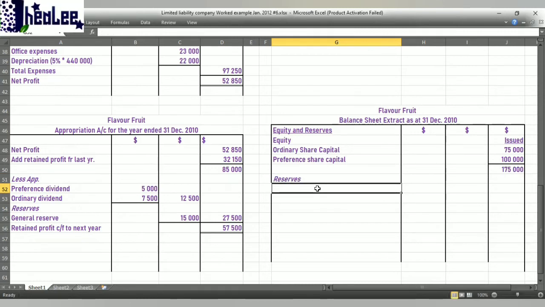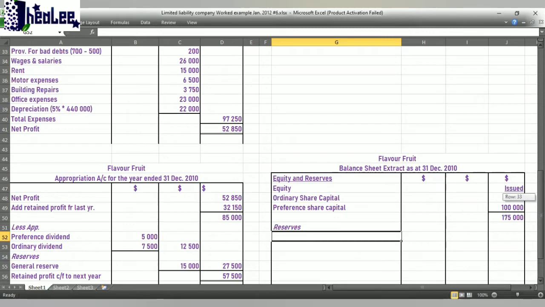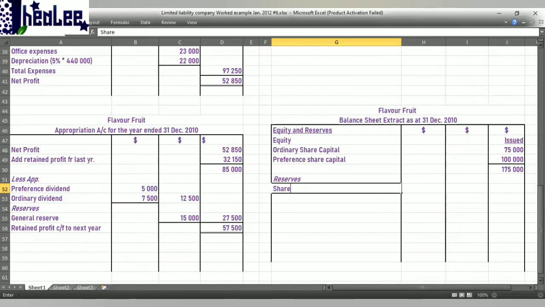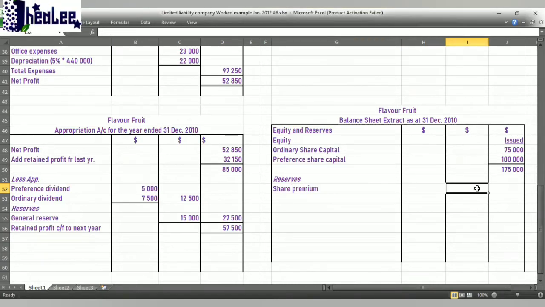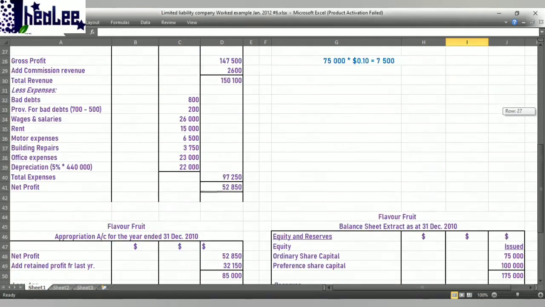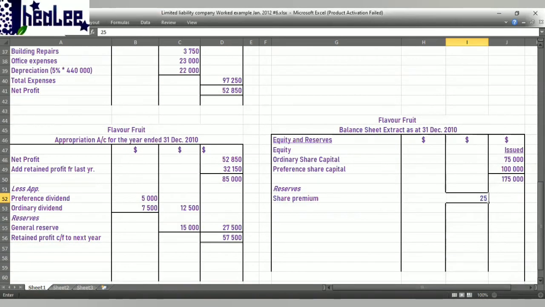And the reserves based on the question, once you have share premium, it is a reserve. So from the question, we have share premium of 25,500. That's the first reserve we're going to enter. Share premium is a reserve, and the amount coming from the list of balances is 25,500.